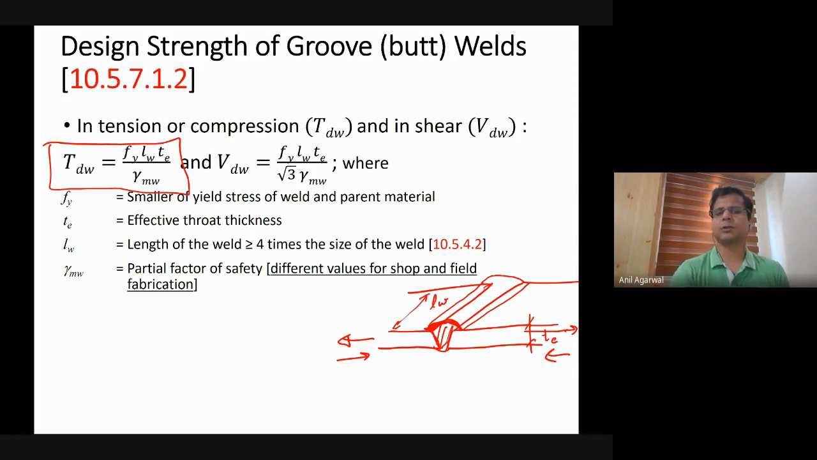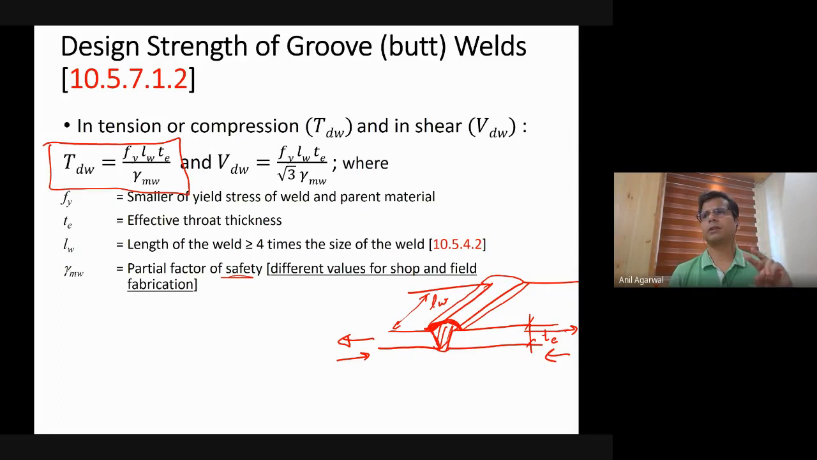And that is obvious because you are taking the cross section area. TE multiplied by LW is the cross section area, multiplied by the yield stress, that is the total force strength, divided by gamma mw. Now gamma mw, you have to go to the table in IS 800 that provides the resistance factors of safety for welds and bolts and bearing and all that. And gamma mw is for the welds.